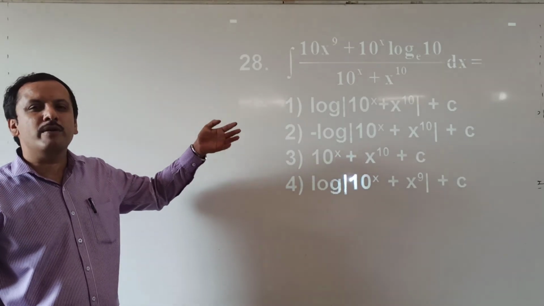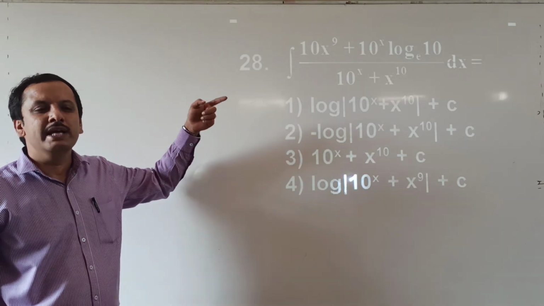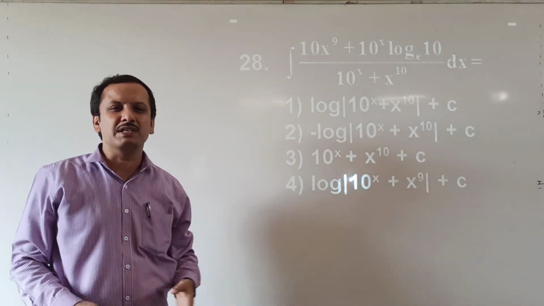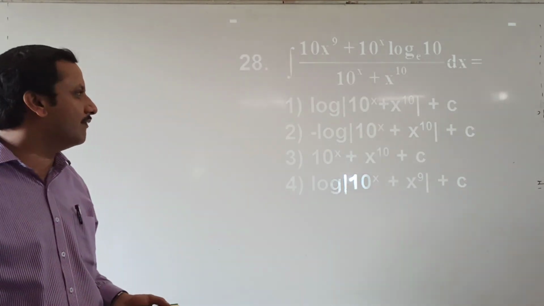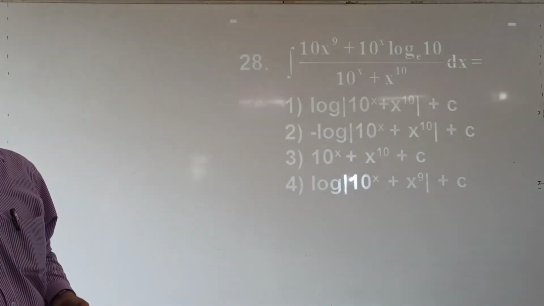So this is of the form f dash of x by f of x. Integral of f dash of x by f of x is equal to log f of x. Log f of x means first option.